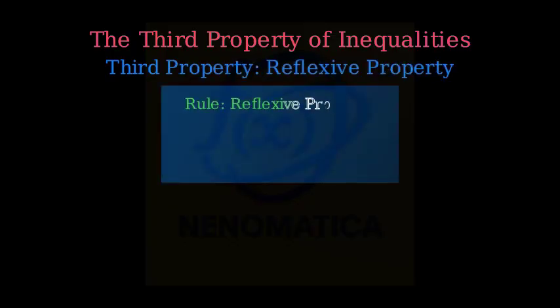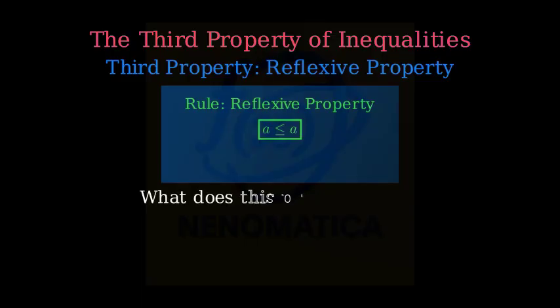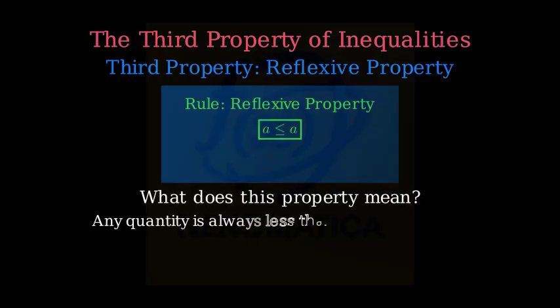The third property is also known as the reflexive property, which states that for any real number a, a is less than or equal to a. This is written mathematically as a ≤ a. What does this property mean? Simply put, any quantity is always less than or equal to itself. For example, 5 is less than or equal to 5, and -3 is less than or equal to -3.